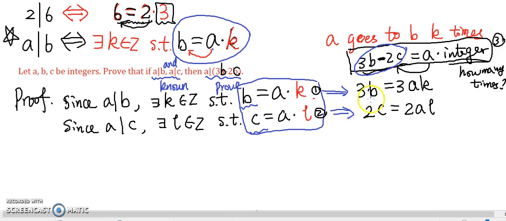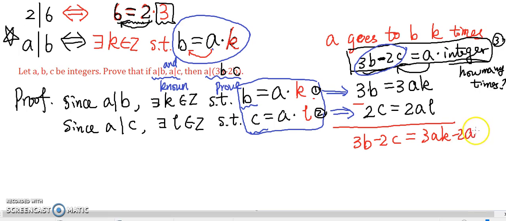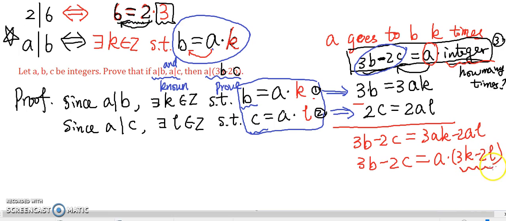And again, by algebra, we know that we can subtract two equations, both sides of the equation, if they're equal. So I can do the left side minus the left side, 3b minus 2c. That will still be equal to 3ak minus 2al. I keep the left-hand side 3b minus 2c because that's what I need. The right-hand side, I need a by itself times some integer. So I should do factoring, pull this a out, and that leaves me 3k minus 2l. And that is exactly an integer.